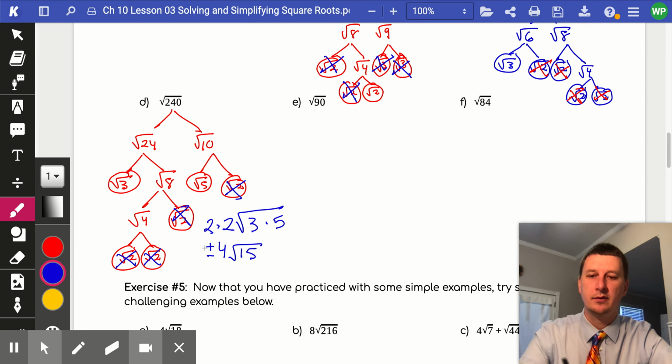Again, every square root will have a positive and negative answer, so I want to make sure to write that positive and negative sign. Otherwise, you're only giving one of 2 possible solutions.